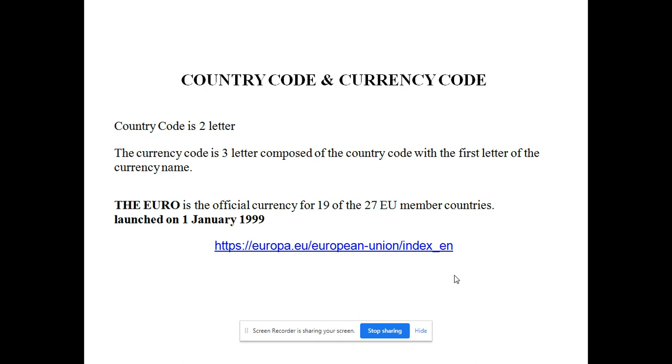Now, there is also a currency which is widely used in European countries, the euro. The euro was launched in the year 1999, and it is the official currency of 19 countries out of the 27 European Union countries. Apart from these 19 countries, many other countries outside the European Union also use this particular currency. As I told, of the 27 EU countries, only 19 use the euro as their official currency. The other countries use their own national currency. Certain countries which don't even belong to the European Union use the currency called euro.